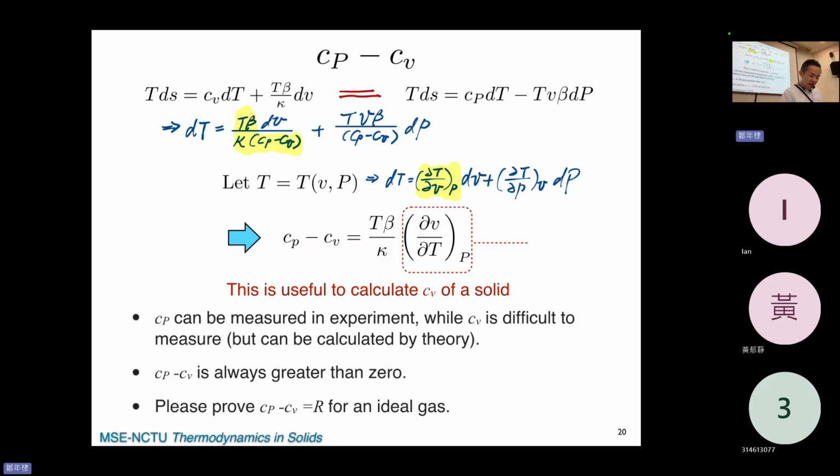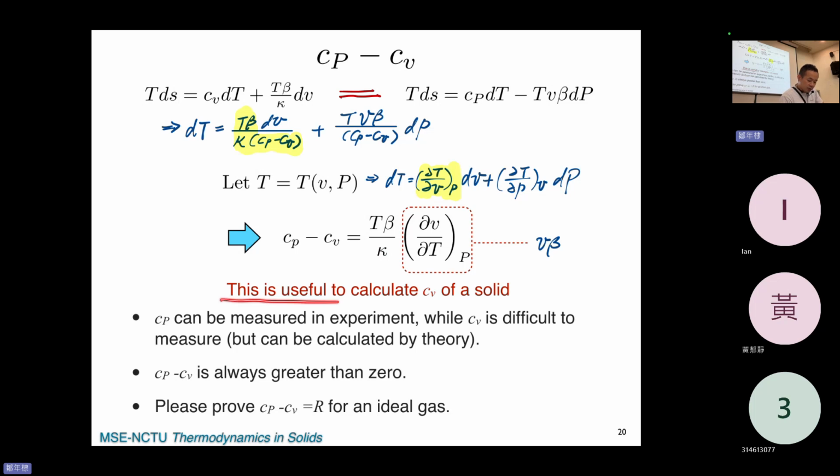So now you can determine CP minus CV. It equals T beta over kappa times partial V over partial T, because they are inverses. And luckily, this one is again V beta. Previously, you saw that, right? So CP minus CV equals T beta divided by kappa times V beta.